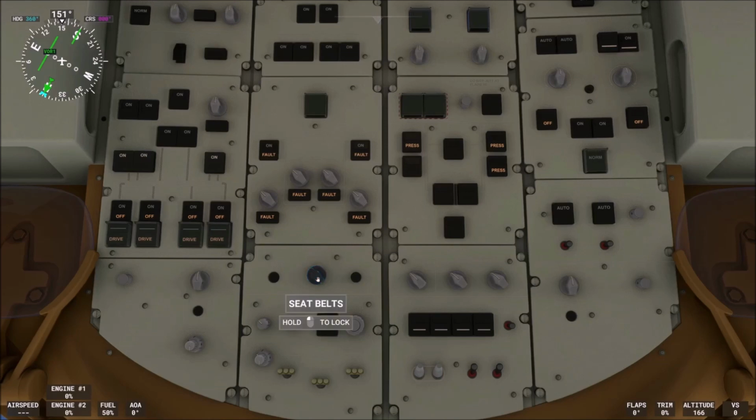Here are the seat belts, and seat belt selector must be set to on. So this you set to on position, better not to the auto position. So here it is just fine to the on position.